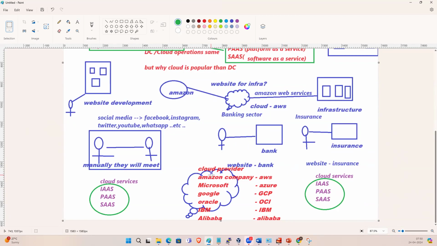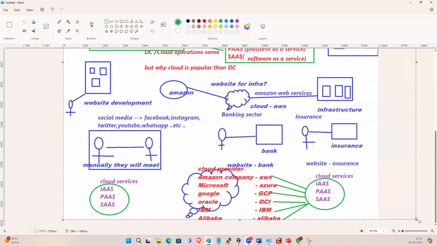If you take any cloud, either AWS, there is SaaS, PaaS and IaaS. Azure has SaaS, PaaS and IaaS, GCP has SaaS, PaaS and IaaS, and OCI and Alibaba too. Now you understood? Every company provides the cloud services as IaaS, PaaS, SaaS. So I will give you one clarity: if you learn any one of the clouds, it is easy to understand the other clouds also, guys.